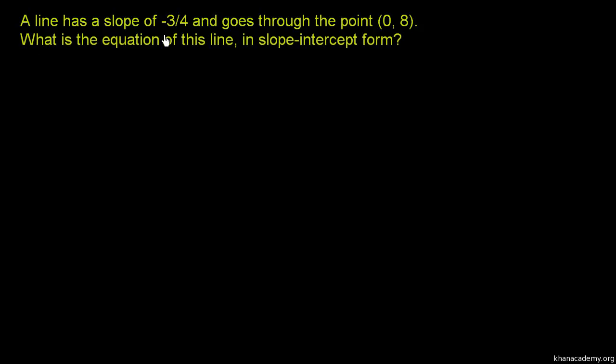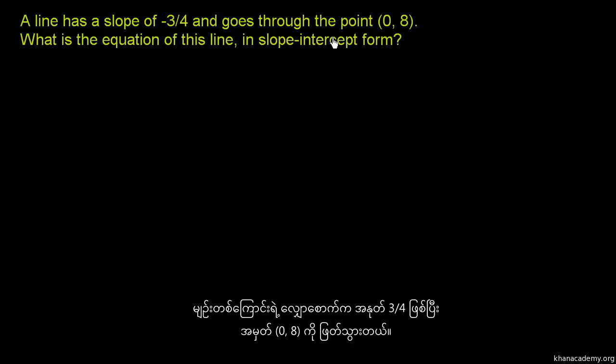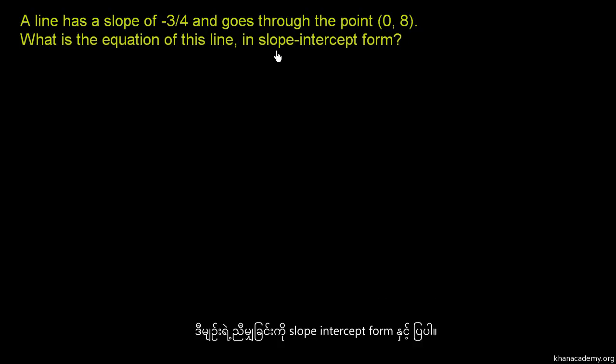A line has a slope of -3/4 and goes through the point (0, 8). What is the equation of this line in slope-intercept form?